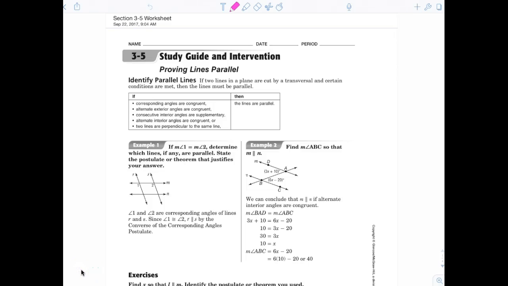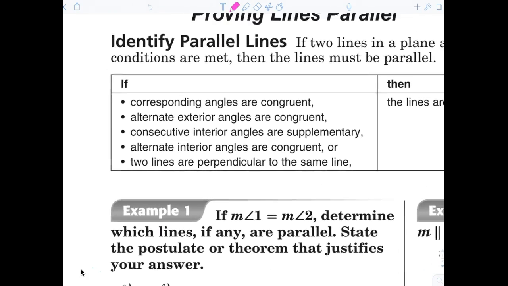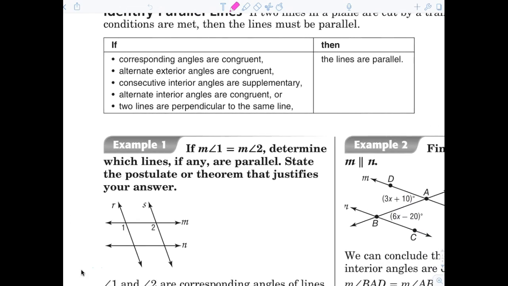Now, I really feel like you should have a pretty good understanding because of the last test. The ways you can prove lines are parallel. If the corresponding angles are congruent, then the lines are automatically what?